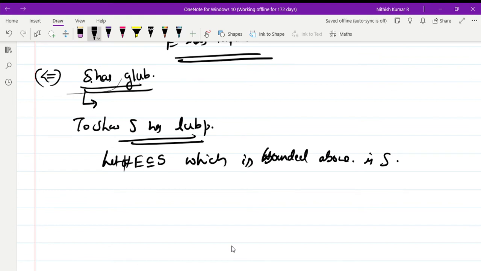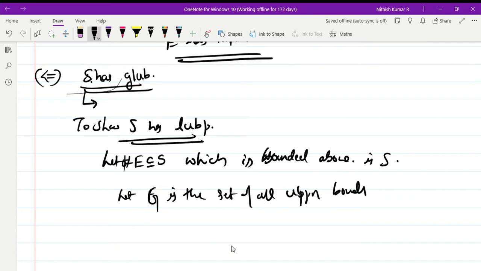Now let F be the set of all... Okay, let's take G instead, so as not to be confused with the above part, because we have already chosen F as the set of all lower bounds. Now G is the set of all upper bounds of E in S.